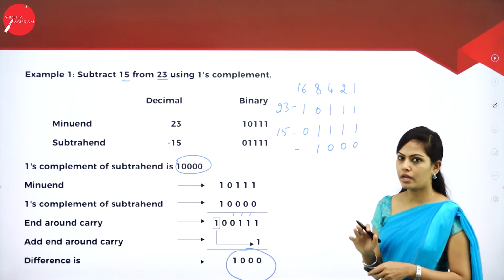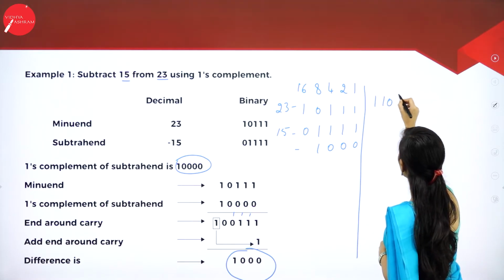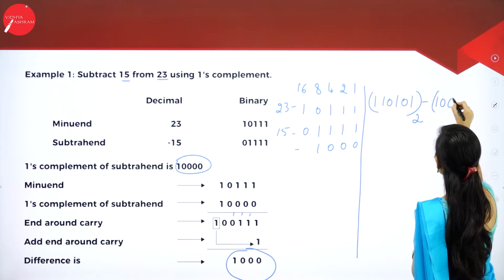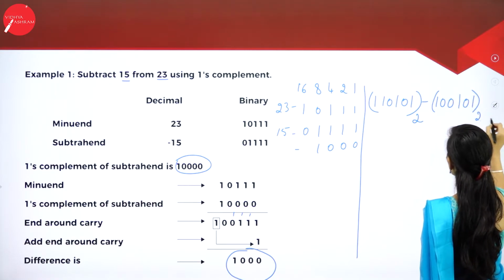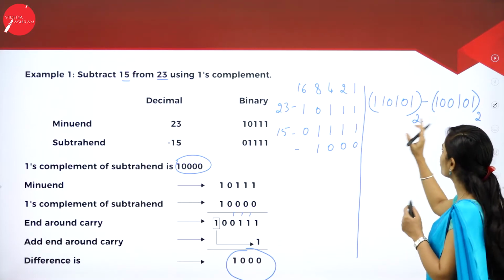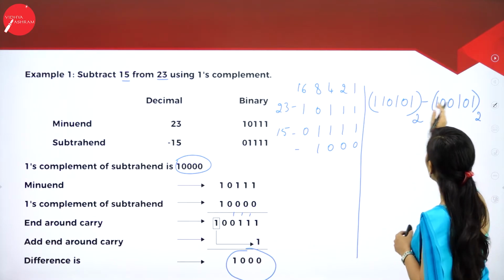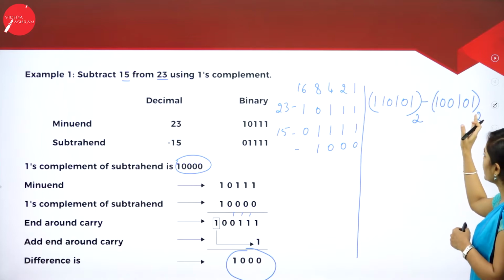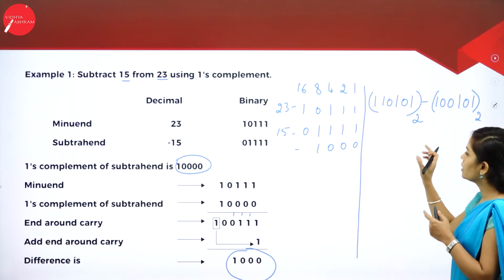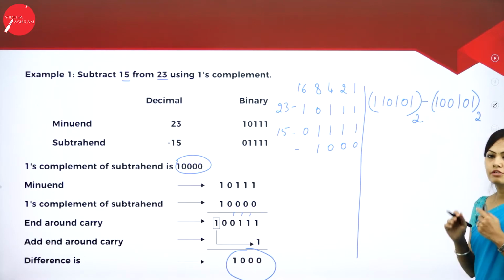This is case 1. I will give one assignment question. Please practice this problem: 110101 to the base 2 minus 100101 to the base 2. Here they have given two binary values. This is the minuend and this is the subtrahend. Directly you can perform the 1's complement method. First find the 1's complement of the subtrahend, then add it to the minuend. If you get any carry, that is the end around carry, so add it to the least significant bit. You will get the final difference.